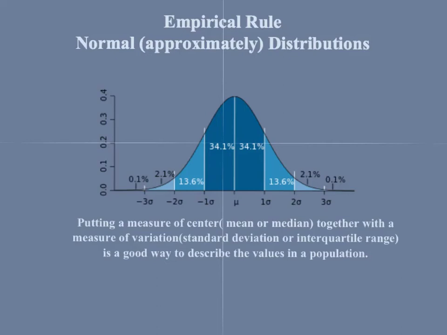Welcome to the lesson on the empirical rule, which deals with normal or approximately normal distributions. Putting a measure of center, mean or median, together with a measure of variation, standard deviation or interquartile range, is a good way to describe the values in a population.